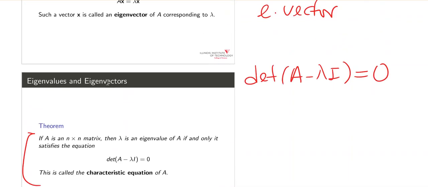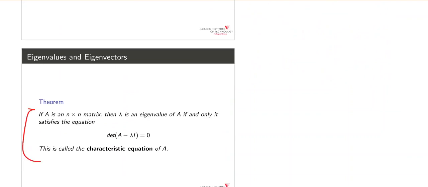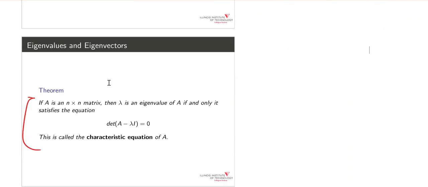This is actually pretty straightforward. It's not a big mystery why we can get eigenvalues from doing this computation. So let's look at the definition carefully again. If you can find a non-zero vector x, and the key is that it has to be non-zero, that's the definition of eigenvectors.